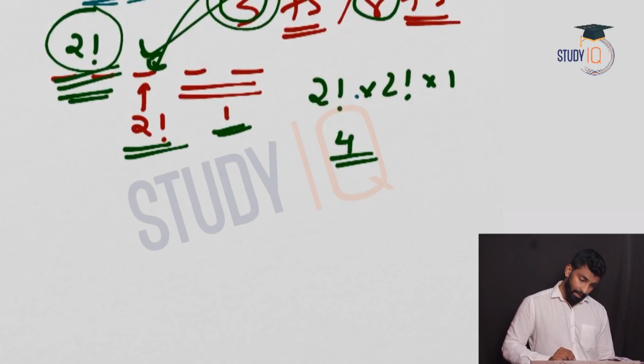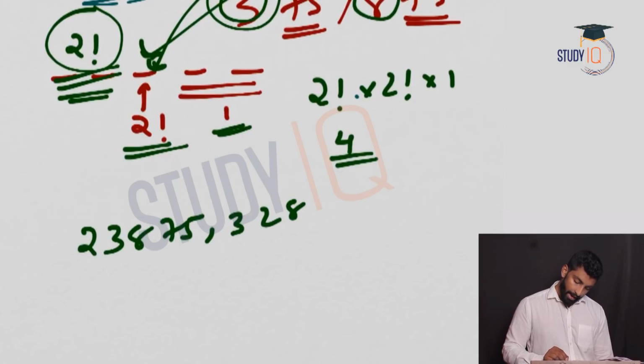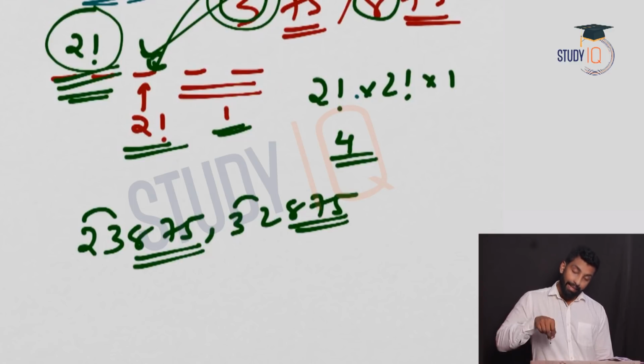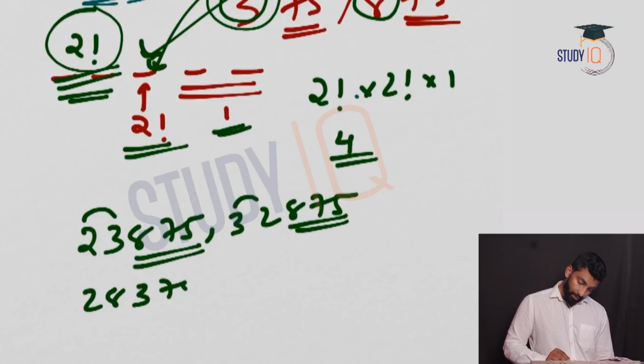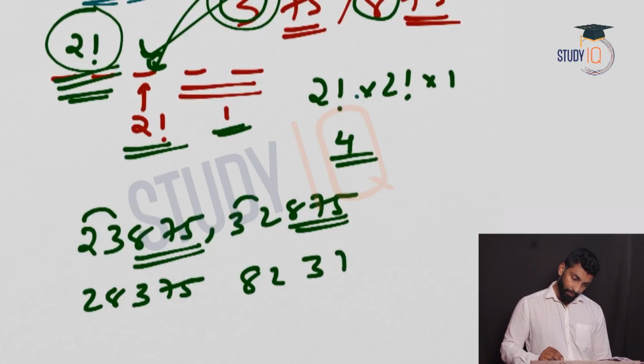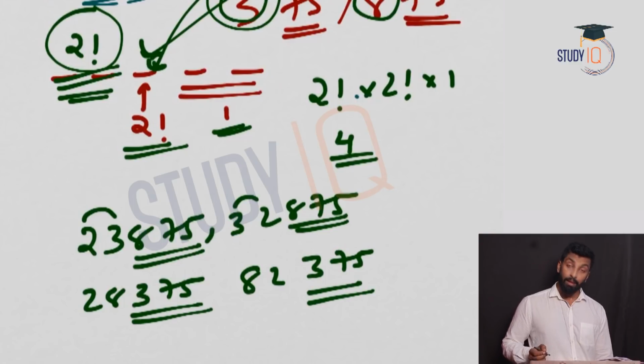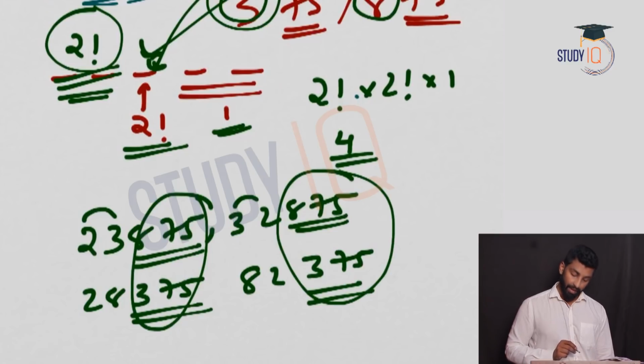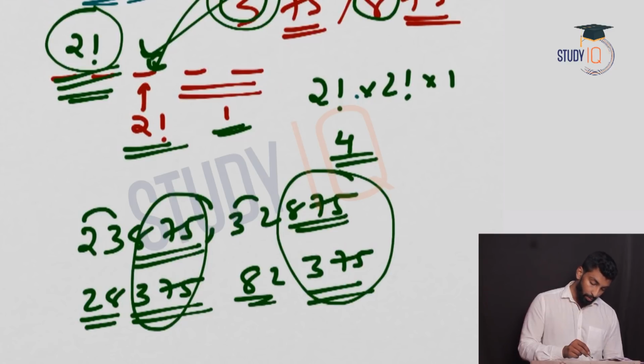And what are they? What are the numbers? 2, 3, 8, 7, 5 and 3, 2, 8, 7, 5, right? Because I kept 8, 7, 5 and I interchanged this. Now I'll take 375, so it will be 28375 and 82375. What I'm doing here is keeping this as the last 3 digits. Why? Because only in this case the number is divisible by 25, right? And this I'm interchanging. I hope you understood.